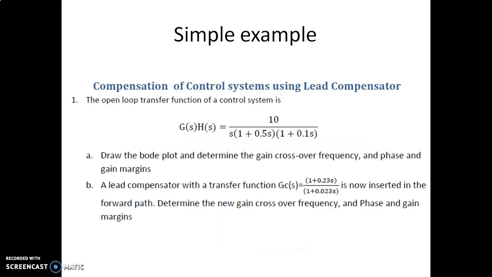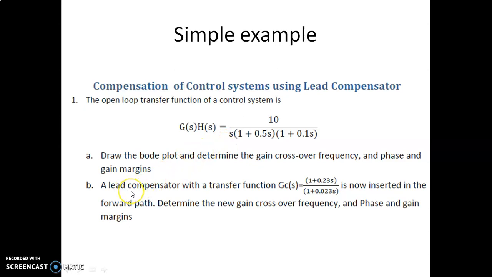Let us start with a very simple example where we have been given an open loop transfer function with constant term as 10. So we have a pole at origin and two more poles on the left hand side, one at -10, the other at -2. We've been asked to plot the Bode plot and determine the gain crossover frequency and the phase and gain margins. So let us find out the gain and phase margin of this using the equations.